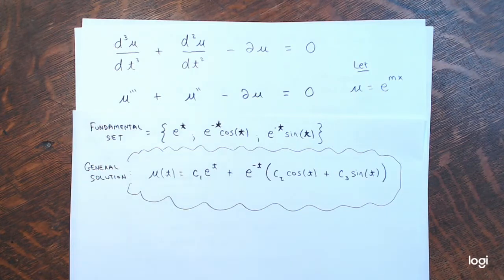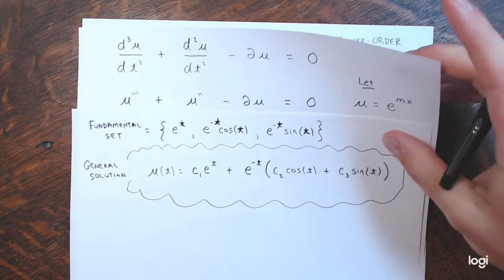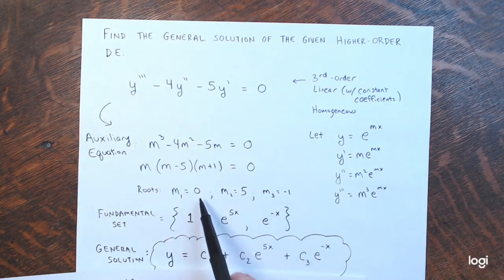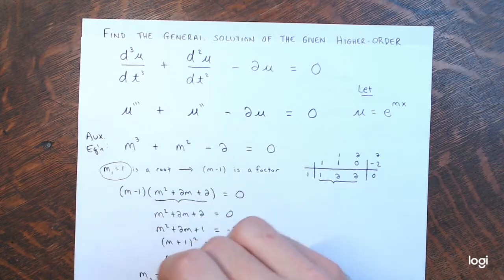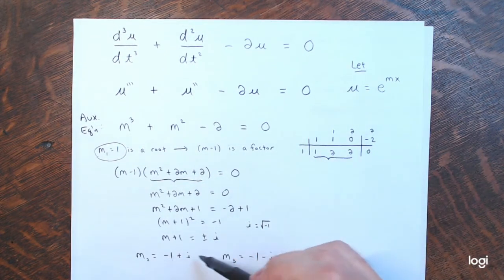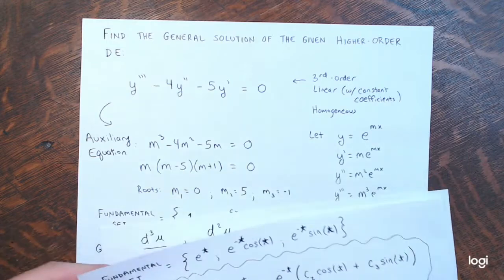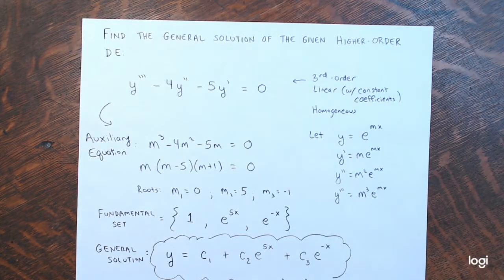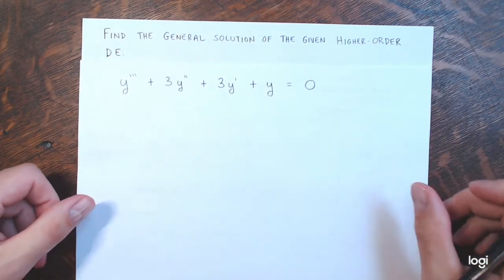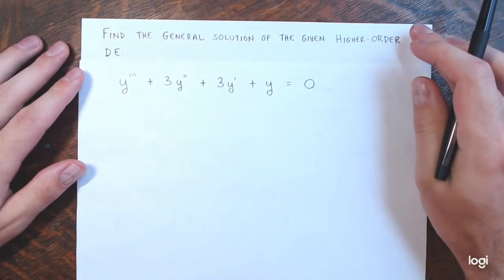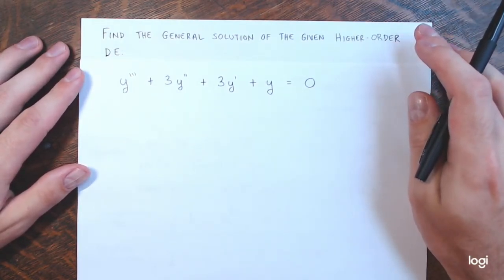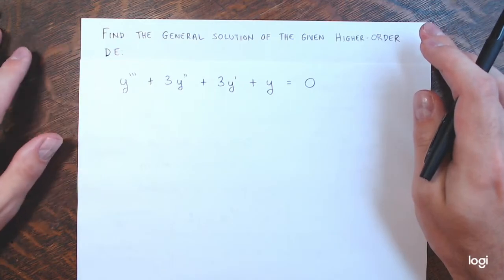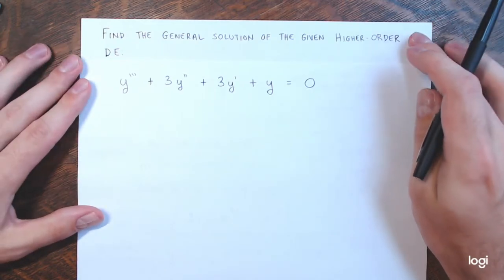My third example. All right, so far we've seen an example with distinct real roots, a real root and some complex conjugate roots to the auxiliary equation. Let's take a look at a third example. So again, same instructions. Find the general solution of this. Now it's another third order linear homogeneous equation with constant coefficients.